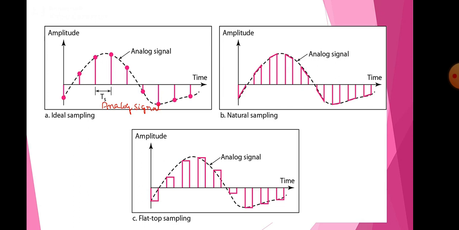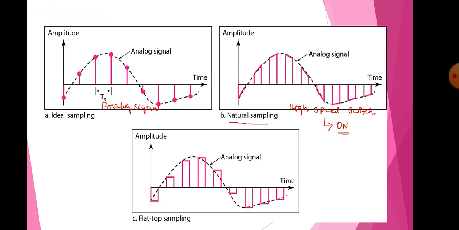Next we take the second sampling method, which is called natural sampling. In the case of natural sampling, a high speed switch is used, and this switch is turned on only for the small period of time when the sampling occurs. Because of this, we have a sequence of samples that retains the shape of the analog signal.